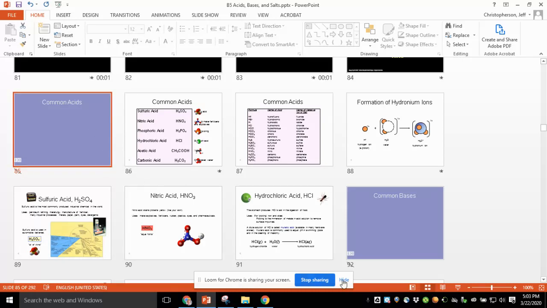Well, hello and welcome back. We're going to be talking about common acids today. And so let's get right into this lesson if we could.